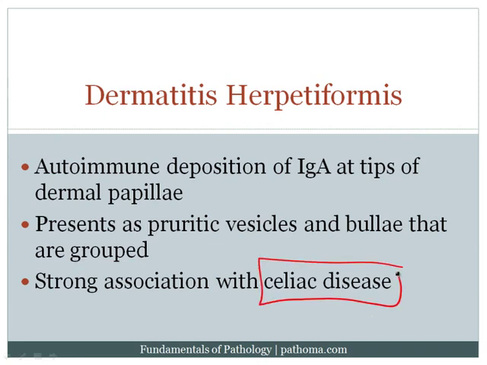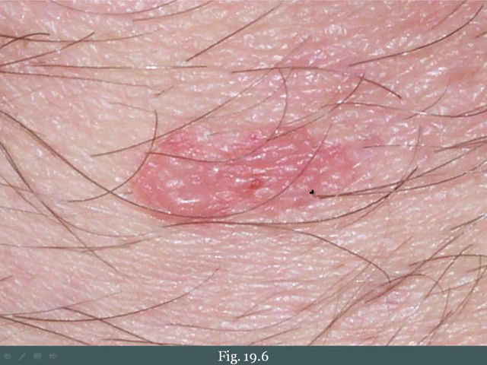This is very high yield. The IgA antibody that was depositing at the tip of the dermal papillae, these are antibodies against gluten that cross-react with reticulin fibers that attach the basement membrane to the dermis. And that's particularly high yield because if you treat the celiac disease with dietary control, in the same way that the celiac will resolve, the dermatitis herpetiformis will also resolve. Here's a picture of dermatitis herpetiformis just to show you that you've got these grouped tiny little vesicles which are herpes-like lesions. Again, this will resolve with a gluten-free diet.